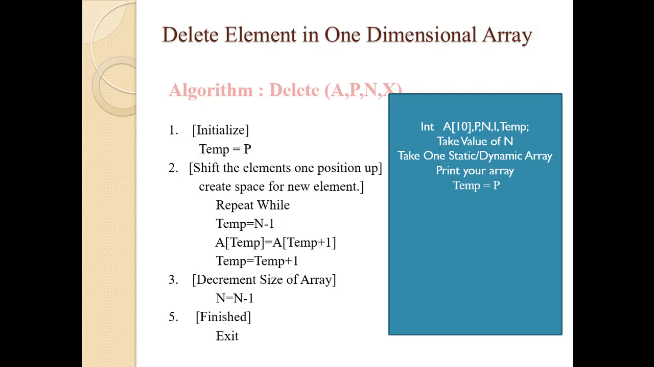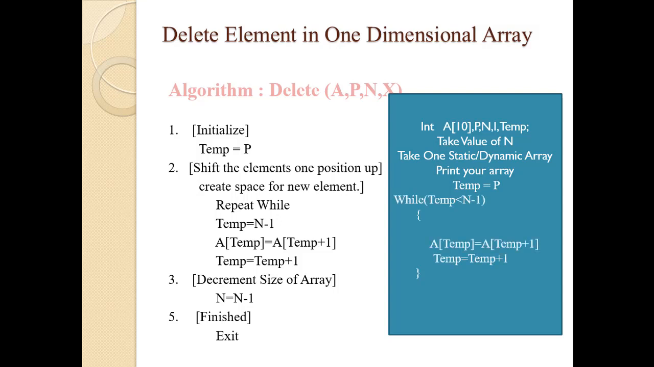Then we start our algorithm. In the algorithm, first is initialize temp is equal to p. So we store our value of p in temp. Before it, I think I did not mention one step. Before we store the value of p in temp, we must enter the value of p. So we use cout, enter the position, then cin p. Then we write temp is equal to p.